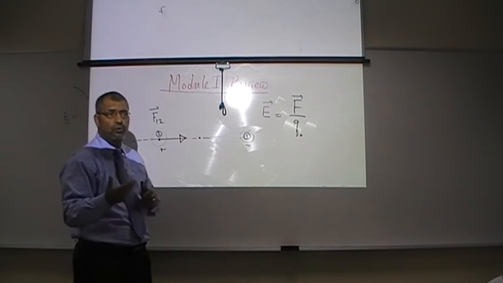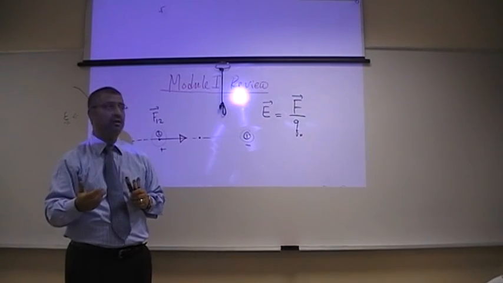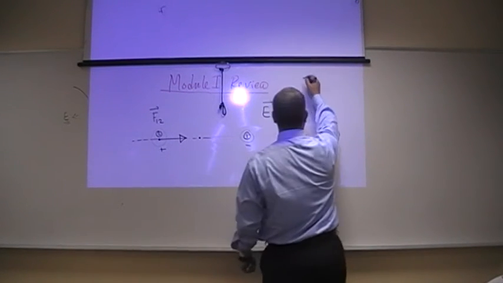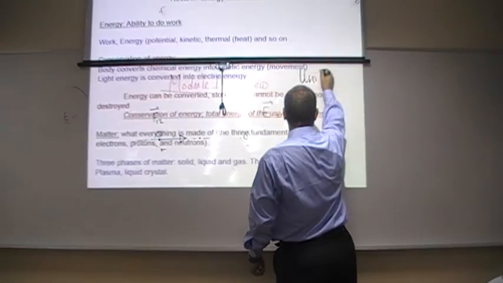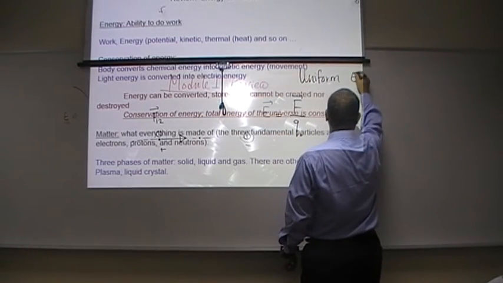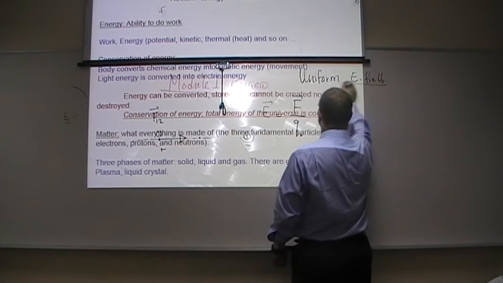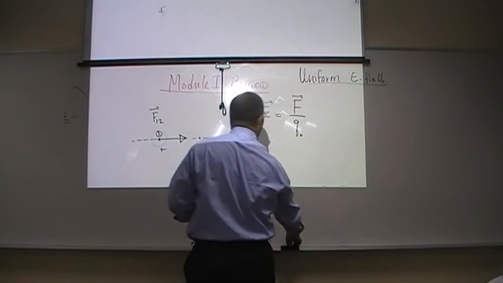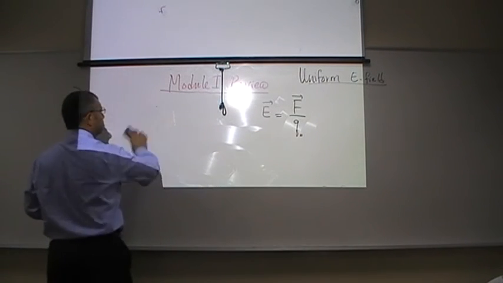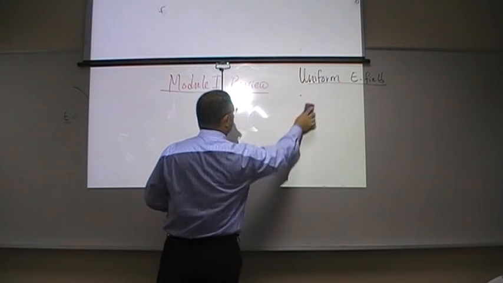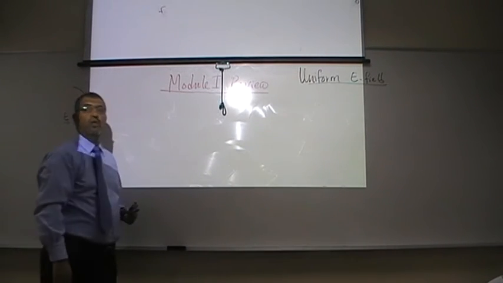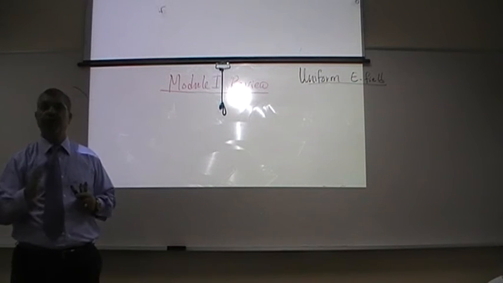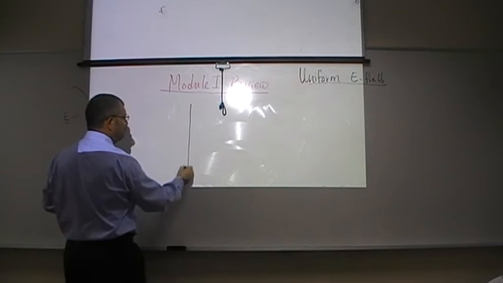And then the next thing we said, which we started in the last class, is that we wanted to do things in a uniform electric field. So we talked about the uniform electric field. How do we produce a uniform electric field?